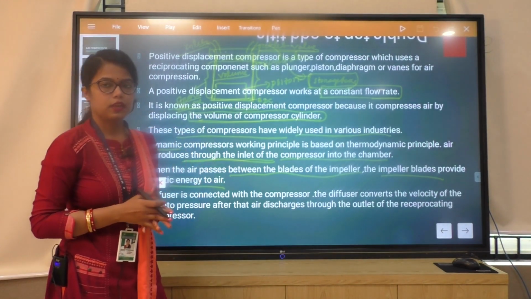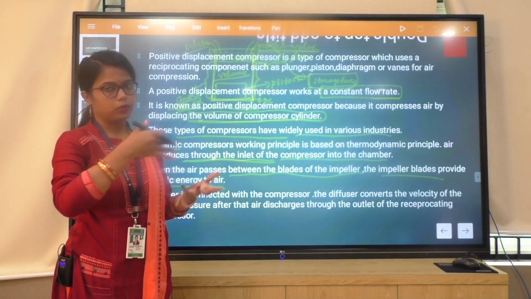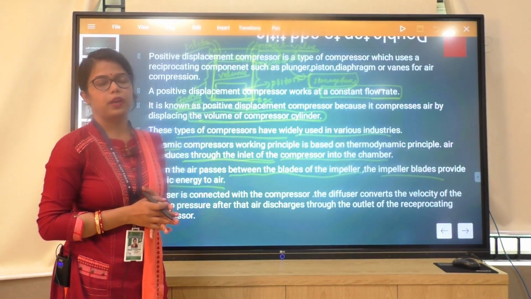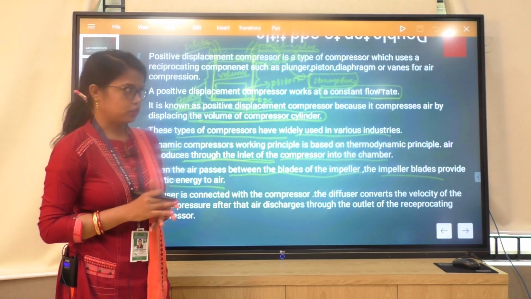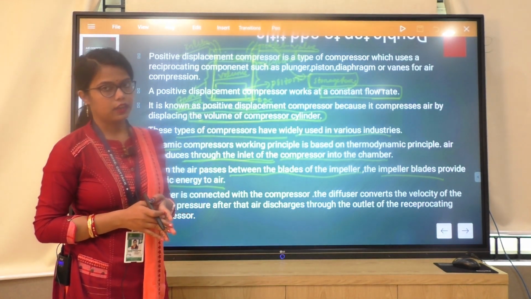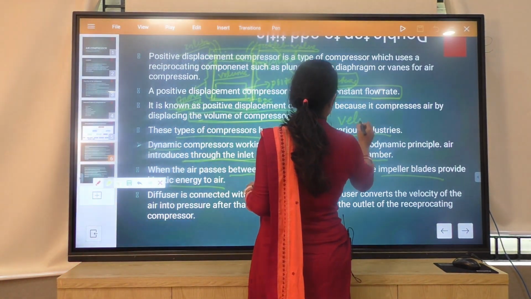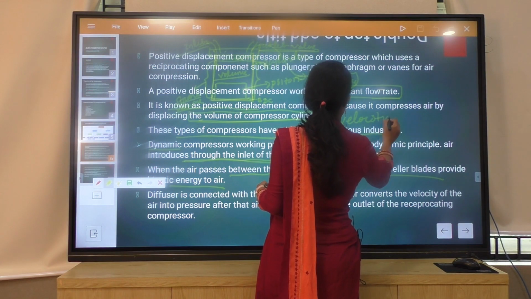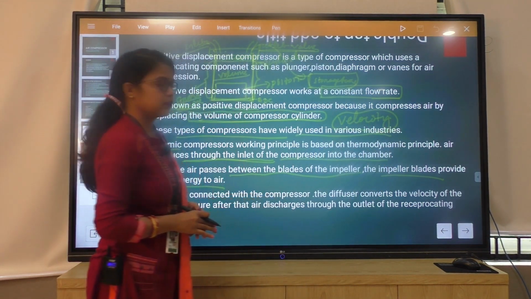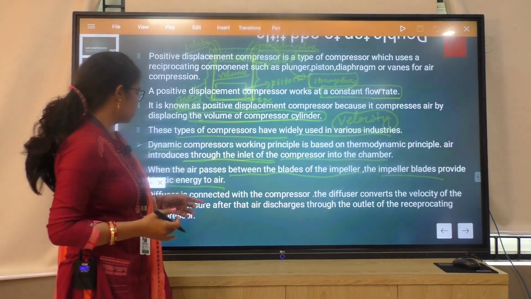The impeller is there. When the air is taken into the cylinder, it will be passed through the impeller blades, and those blades will provide kinetic energy. And you all know kinetic energy is related with what? Kinetic energy is related with velocity. Clear? That means these blades are providing the kinetic energy to the air. And after that, what happens?